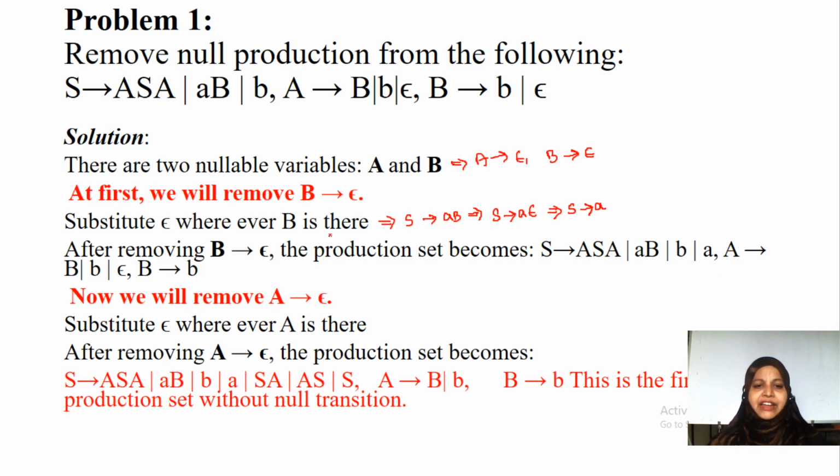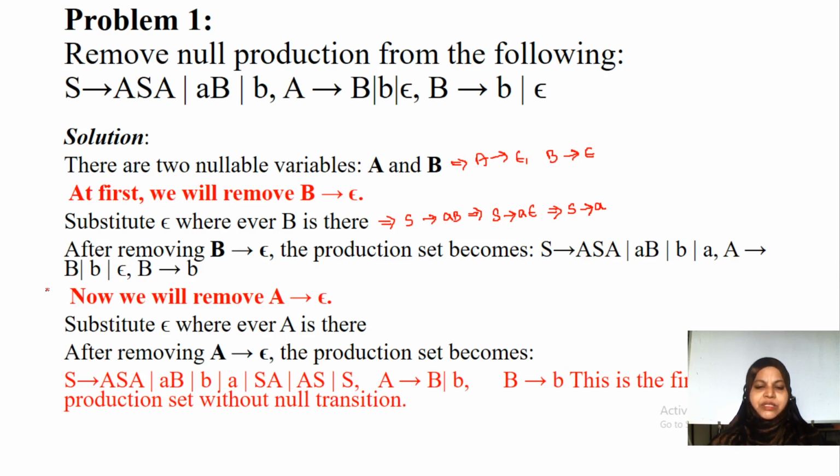Here now, whenever we substitute the epsilon value in case of B, we have to add that particular production. S tends to A production is there, so we have to add S tends to A here. Now my A productions are A tends to B, B tends to B. Already we removed this epsilon, that's why we are not writing this one.